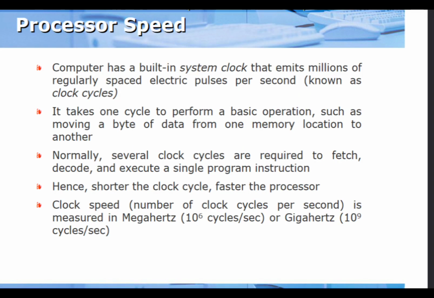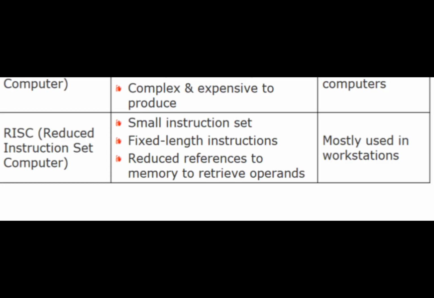Processor speed. A computer has a built-in system clock that emits millions of regularly spaced electric pulses per second, known as clock cycles. It takes one cycle to perform a basic operation, such as moving a byte of data from one memory location to another.